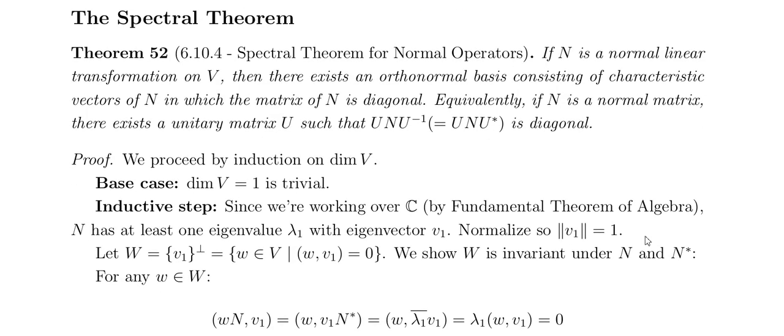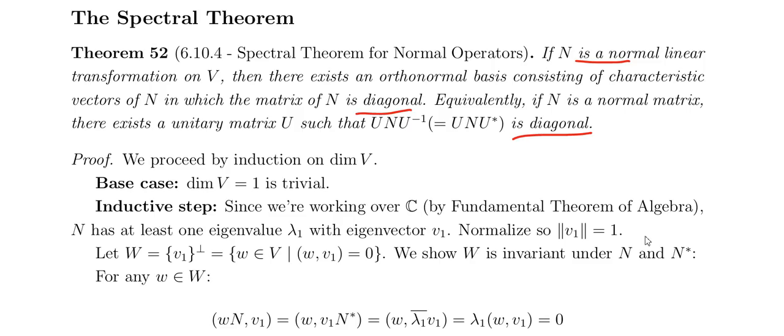And another very important one, the spectral theorem for the normal operator. That means if N is a normal linear transformation on V, then there exists an orthonormal basis consisting of the characteristic vectors of N, in which the matrix of N is diagonal. Equivalently, if N is a normal matrix, there exists a unitary matrix U such that U N U star, that is U N U inverse, is diagonal.